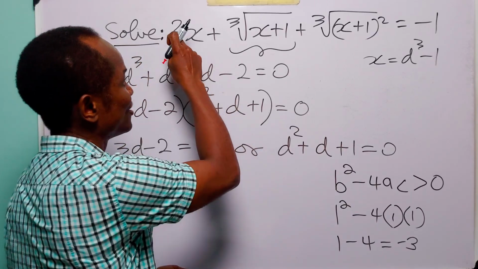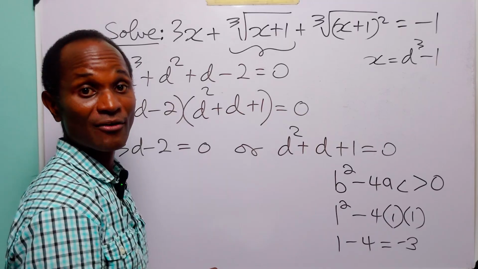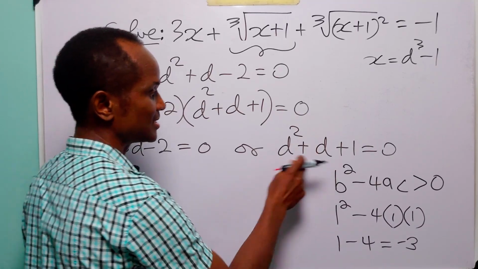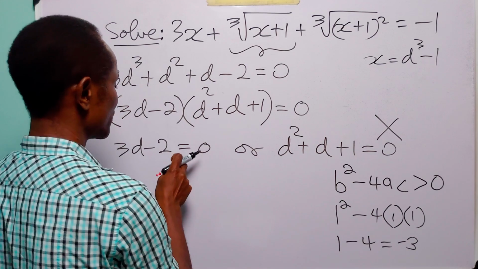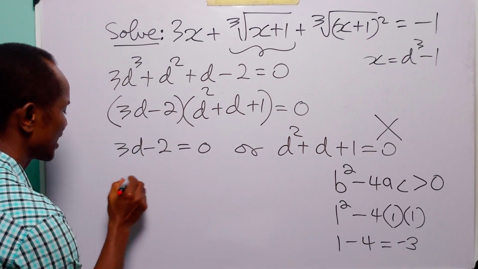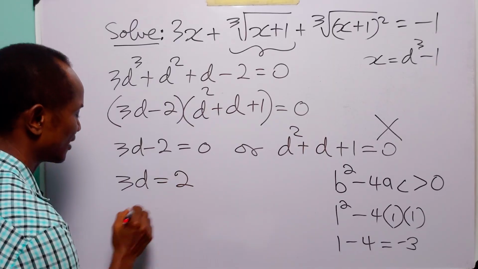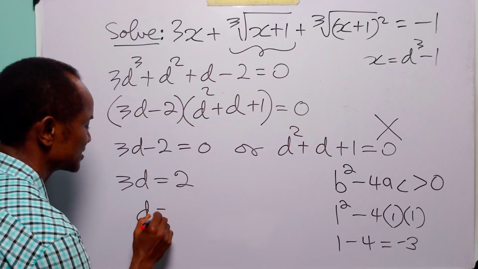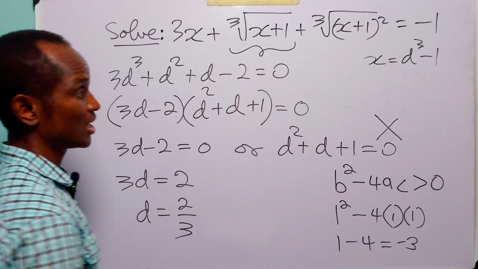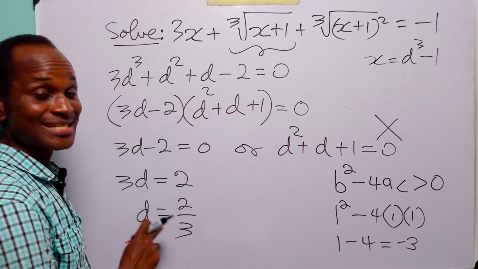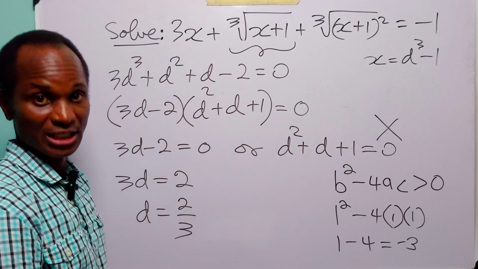So, in looking for the values of x that satisfy this radical equation, this equation is useless to us. So we go back to this. From here, we have that 3d is equal to 2, and of course, d is equal to 2 over 3. So that simply tells us that 2 over 3 is the only real root of this cubic equation.